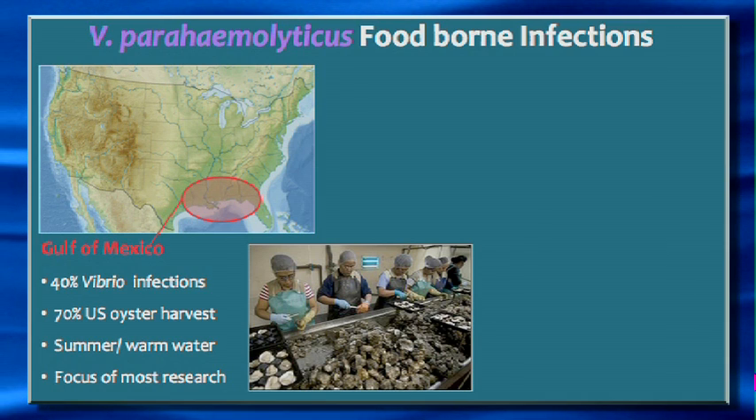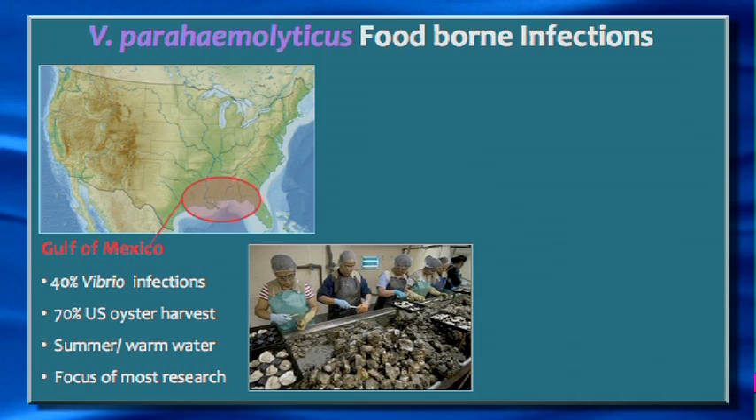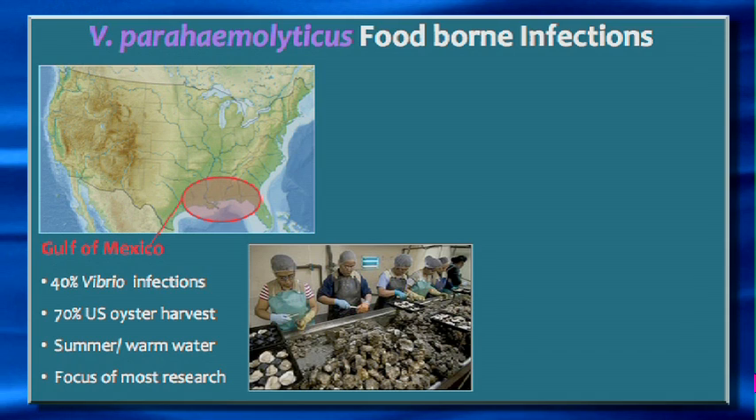So taking a look at some of the case reports of Vibrio parahaemolyticus here in the United States, the majority of the Vibrio infections here come from the Gulf of Mexico, which makes sense since about 70% of the US harvest comes from the Gulf. And again, this area has very warm water, and we usually see a peak in infections in the summer, again correlated with temperature. This area has been the focus of the majority of research for these bacteria just because it's so common there.